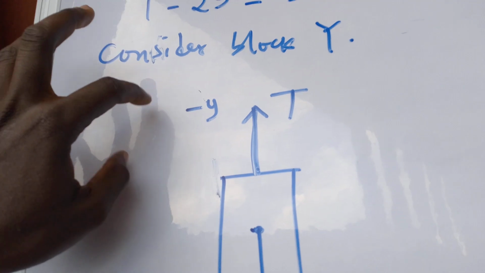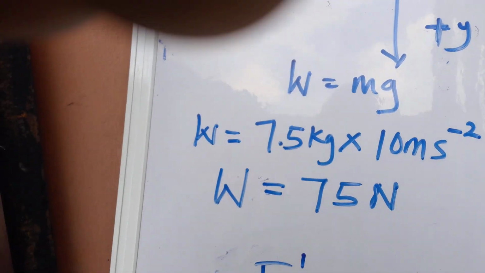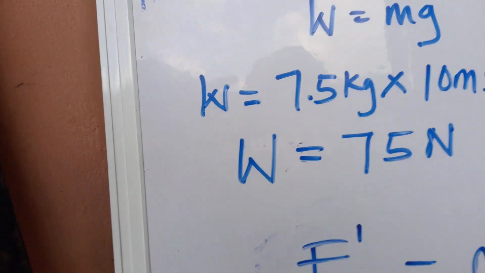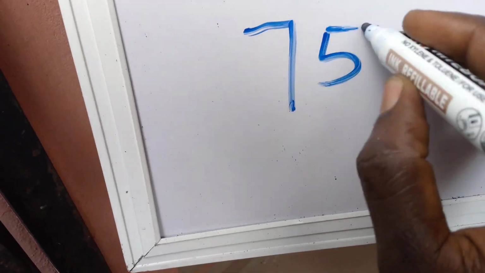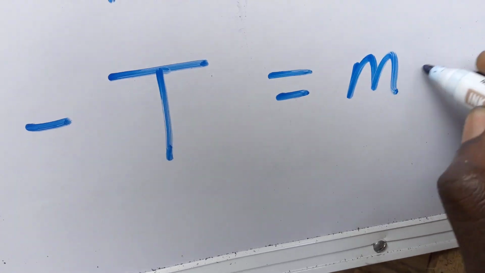So we took the one going upward as negative, and the one coming downward as positive. And we found the weight of this block as 75 Newton. So this is 75 minus tension force equal to ma.